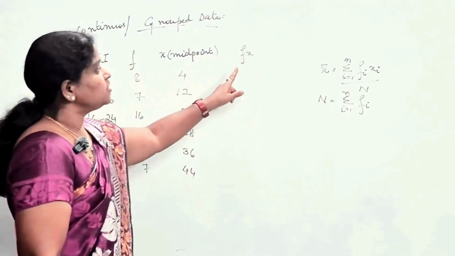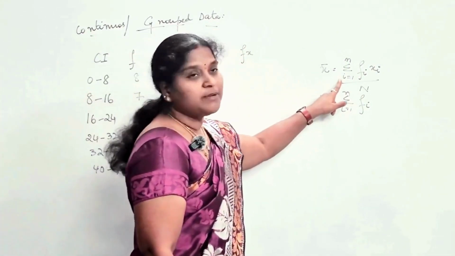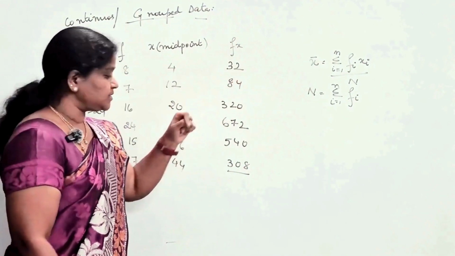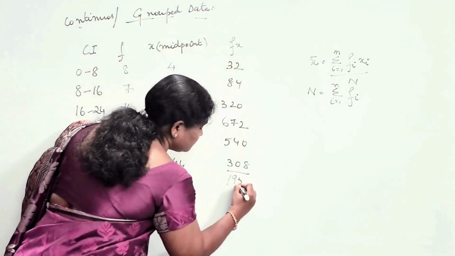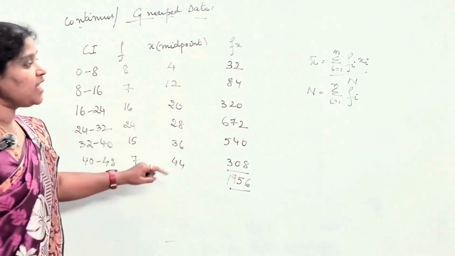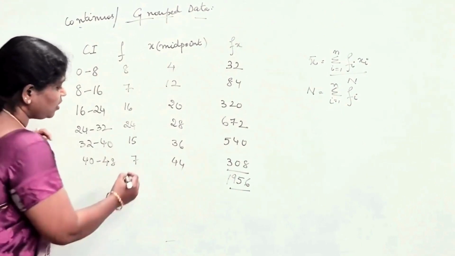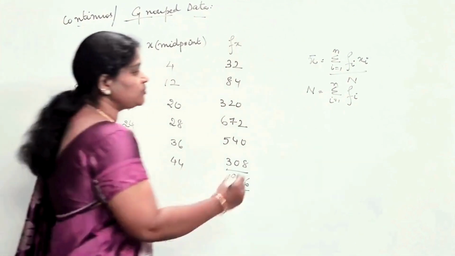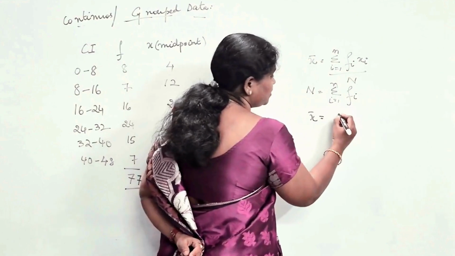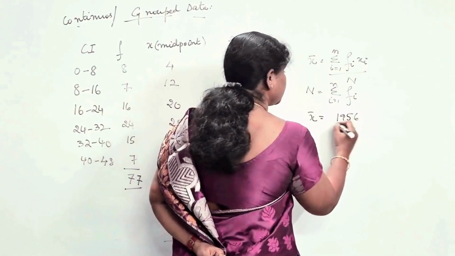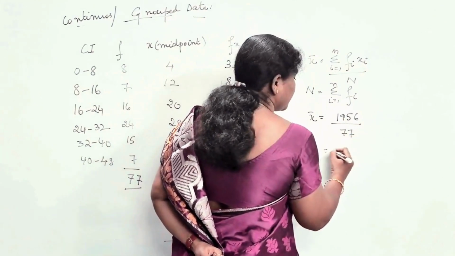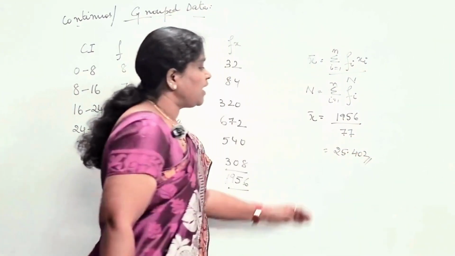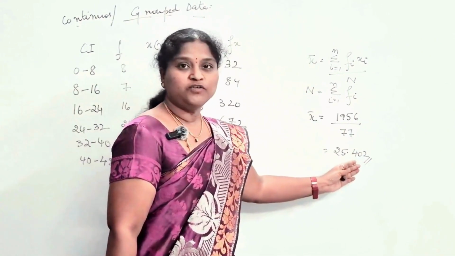Now, let us find the values f into x to find out sigma fi xi. We need to add all these values to find the value of sigma fi xi. 1956. To get the value of capital N, we need to add all the values of the frequency. So, capital N value is 77. We'll substitute in the formula. X bar is equal to 1956 divided by 77 to get the value 25.402. The value of x bar will be 25.402.